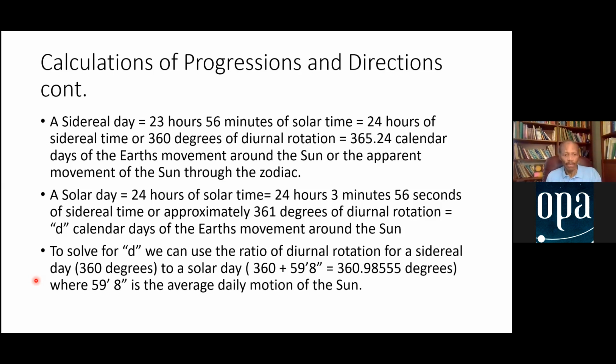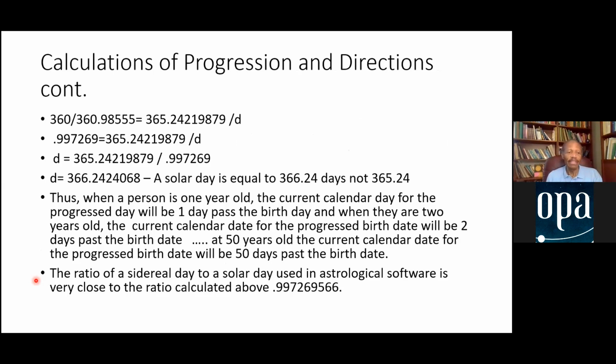So to solve for how many days a solar day should be equal to, we're going to form a proportion. In this proportion, we have the diurnal rotation of a sidereal day divided by the diurnal rotation of a solar day. And we know that a sidereal day is equal to a year. So we want to know how many days a solar day will be equal to. Solving that, we come to the conclusion that a solar day is not really equal to 365.25 days, but really 366.25 days.